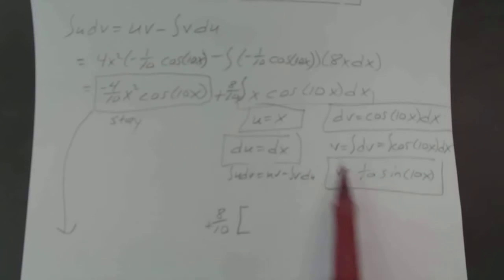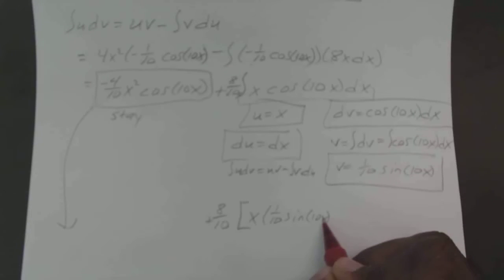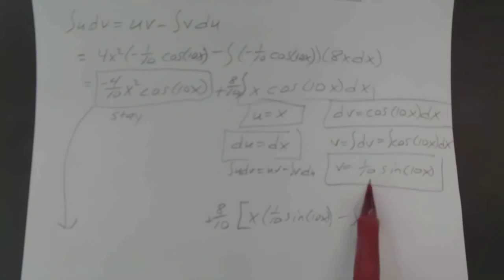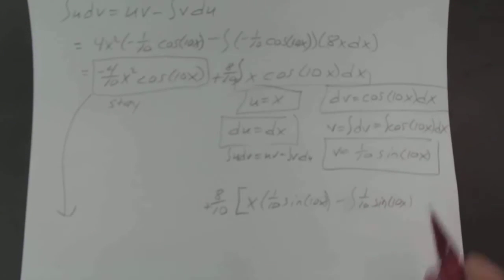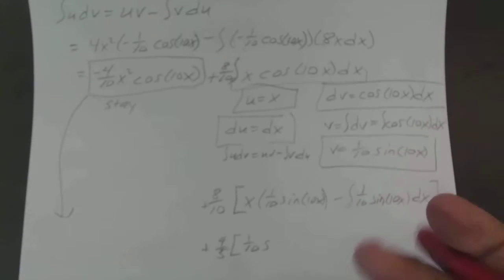So that means your uv is now x times 1 over 10 sine of 10x, minus the integral of v du. So 1 over 10 sine of 10x, du, which is just dx. Okay, so once you're down to just one factor, you can just go ahead and integrate it right there. Okay, so instead of 8 over 10, we might as well make that 4 over 5, just go ahead and simplify it. So x over 10 sine of 10x, or you can make it 1 over 10 x sine of 10x.